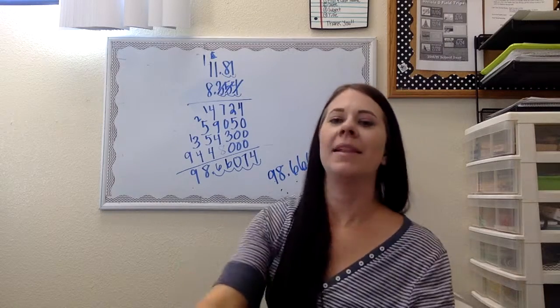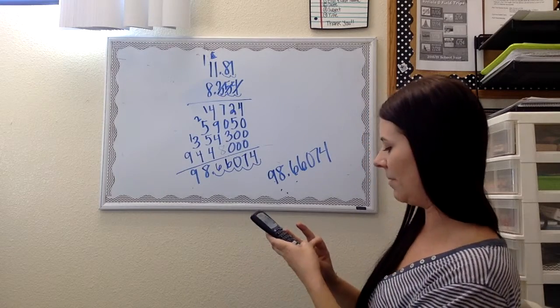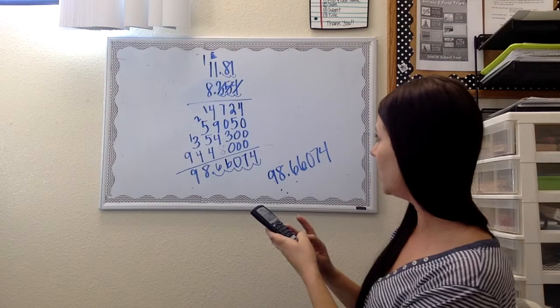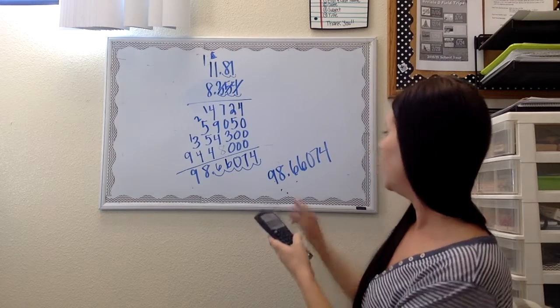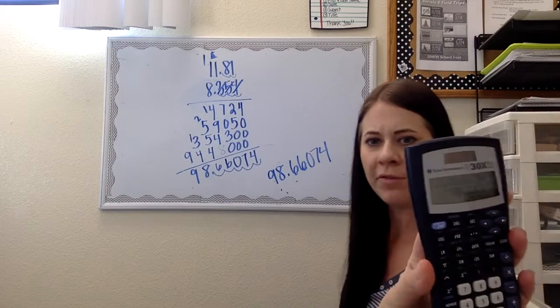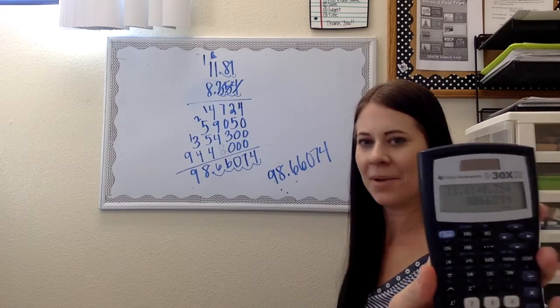98.66074. Please, calculator, tell me the same answer. I do not want to do the problem again. 11.81 times 8.354. 98.66074. There is the proof. Can you see it? I'm so happy because I don't want to do it twice.